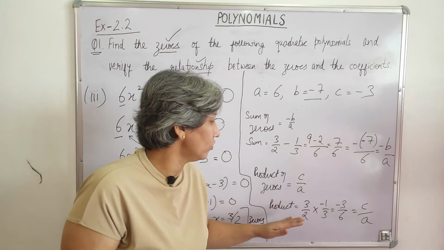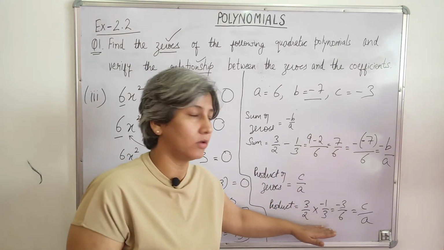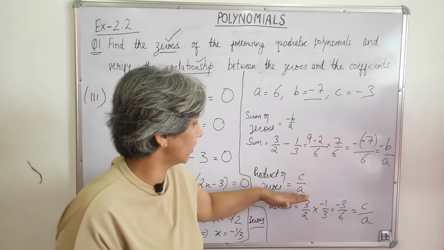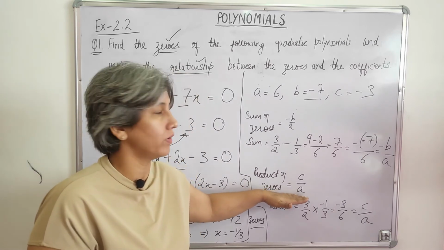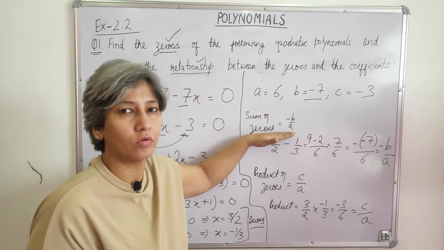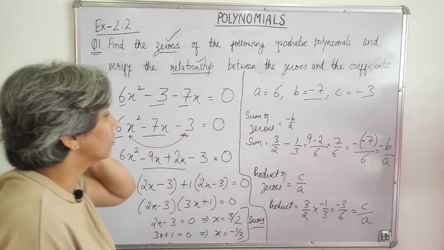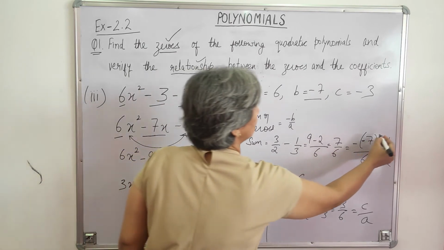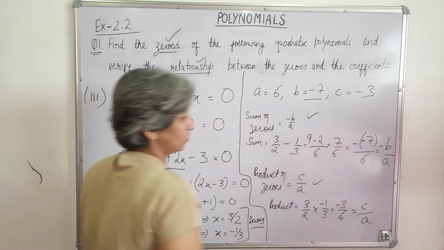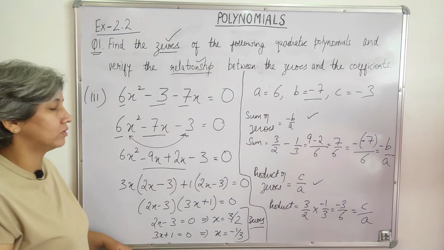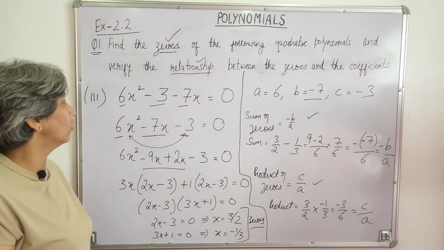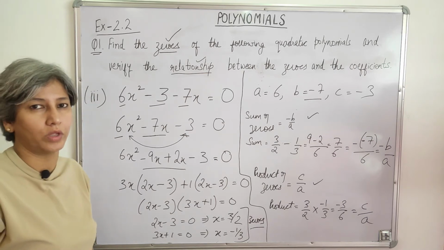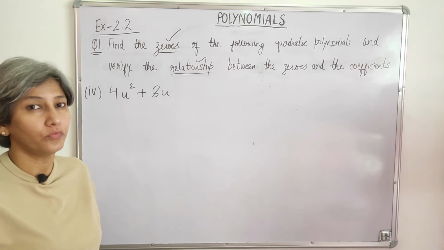So for the product of zeros, we started with multiplying the zeros and we have reached C by A. So this relationship is verified. Similarly, the sum of zeros relationship is also verified. So here's the answer: zeros, and both relationships being verified. So this is our third question. Let's go to the next question, the fourth one.